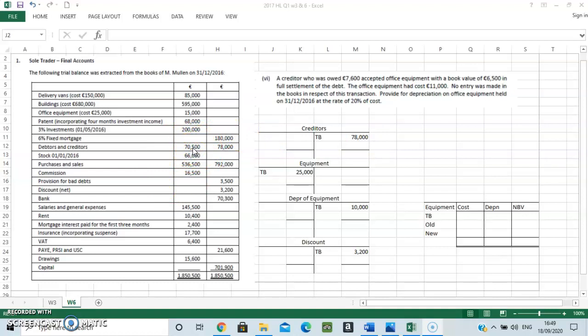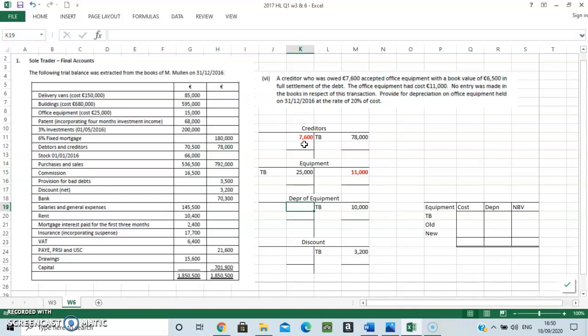So how do we cancel a creditor? Well, these 78,000 is all of the money that is owed by this company. So if we go in here and we wish to cancel a creditor or take one out, we put it on the opposite side. So we're going to put 7,600 on this side. How do we remove a piece of equipment? Well, you put it on the opposite side as well. So we're going to take out that 11,000. That's the equipment that we are selling.